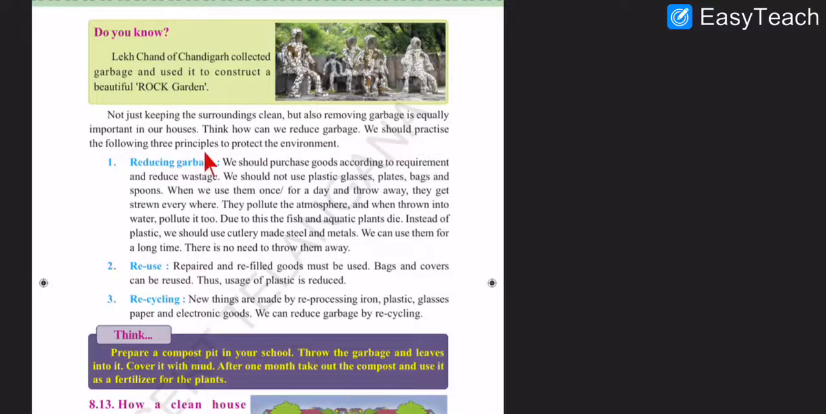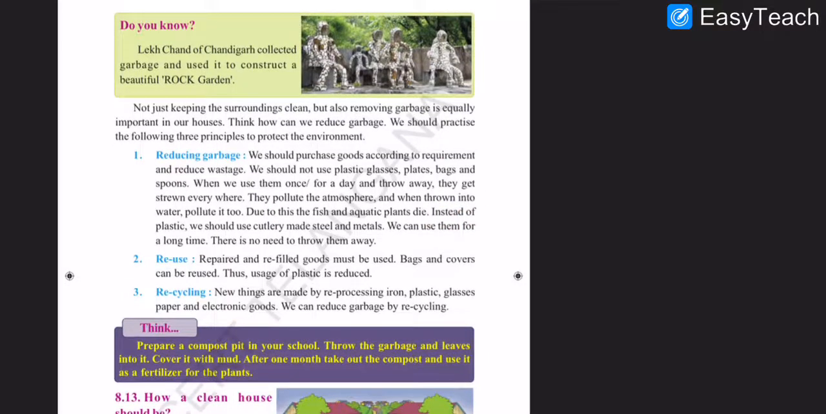We should practice the following 3 principles to protect the environment. Reducing garbage. We should purchase goods according to the requirement and reduce wastage. We should not use plastic glasses, plates, bags, and spoons. When we use them once for a day and throw them away, they get strewn everywhere. They pollute the atmosphere and when thrown into water, pollute it too. Due to this, fish and aquatic plants die.